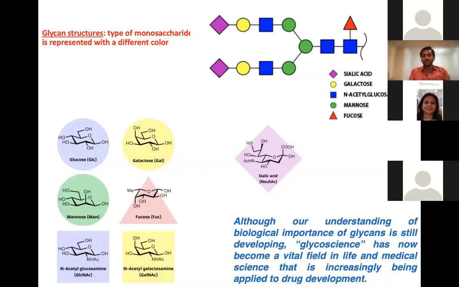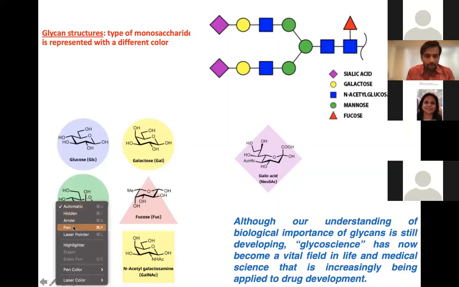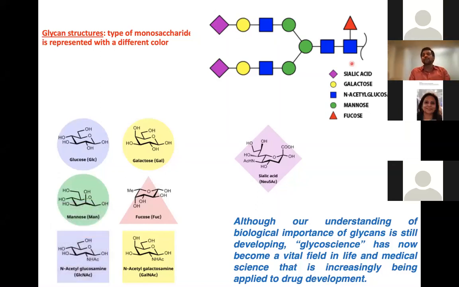So here we can see the pink color is denoting the sialic acid, the yellow one is the galactose, and this is the N-acetyl glucosamine, which has mannose attached with it. We have another N-acetyl glucosamine, and we have fucose here.